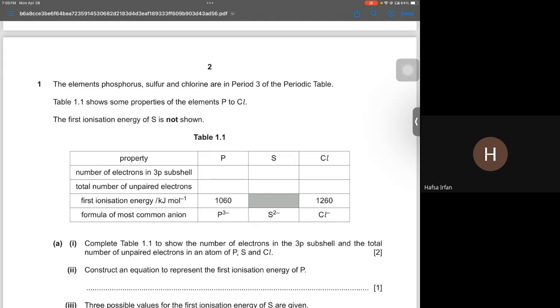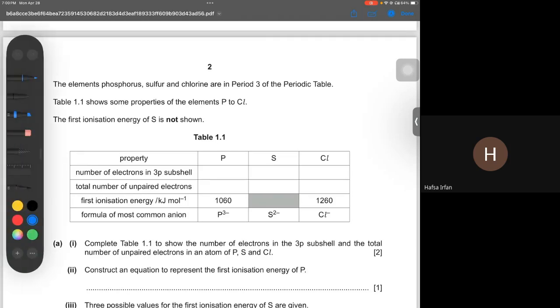Number of electrons in 3p subshell. So we have to first draw the electronic configuration, right? Phosphorus is 15, okay? So 1s2, then 2s2, then 2p6, then 3s2, and then 3p. This is 3p3, okay? So how many electrons are in the 3p subshell? I would write 3.